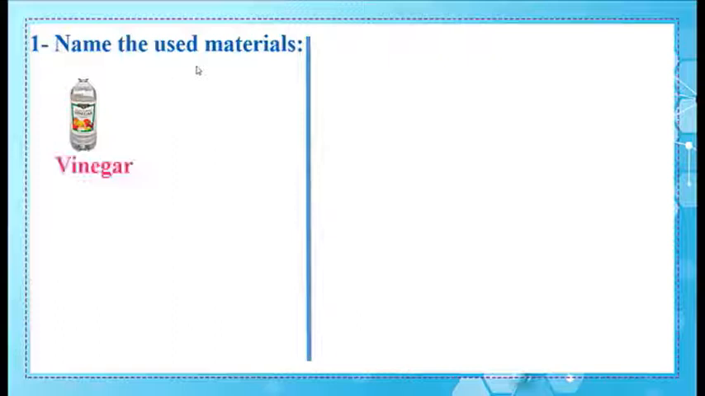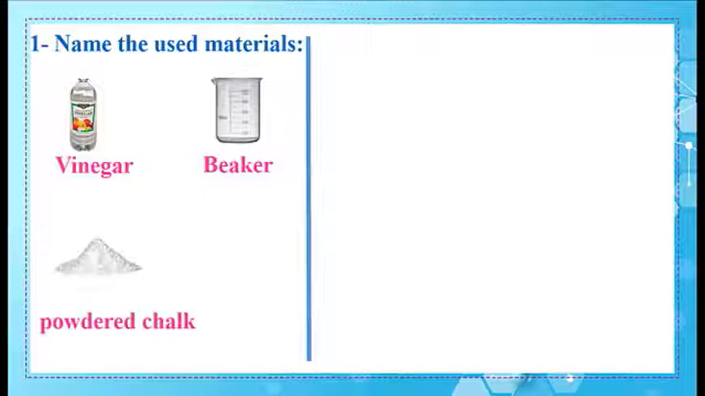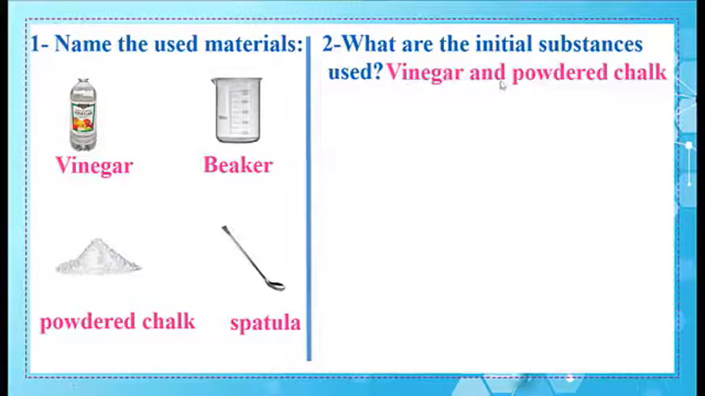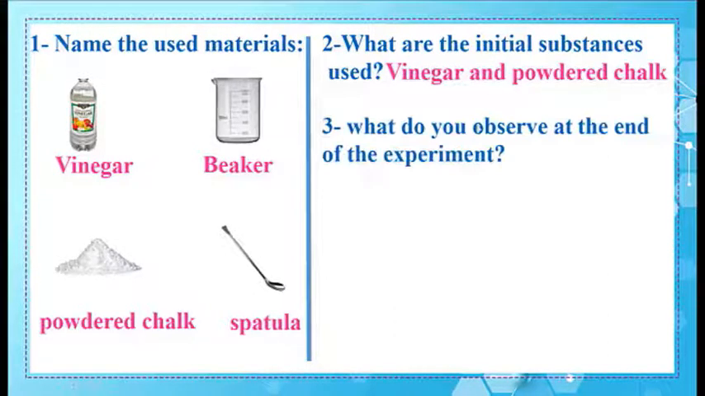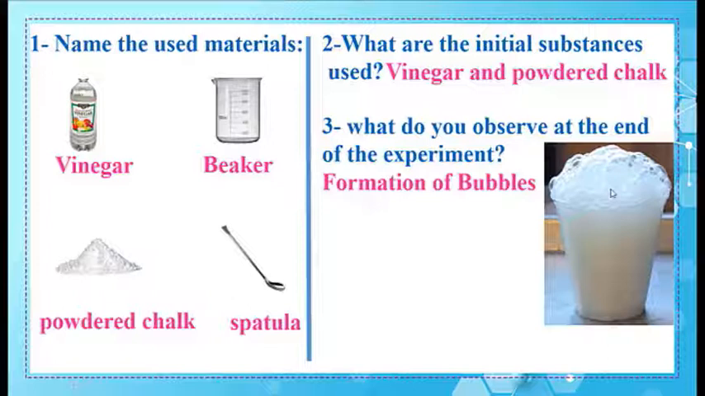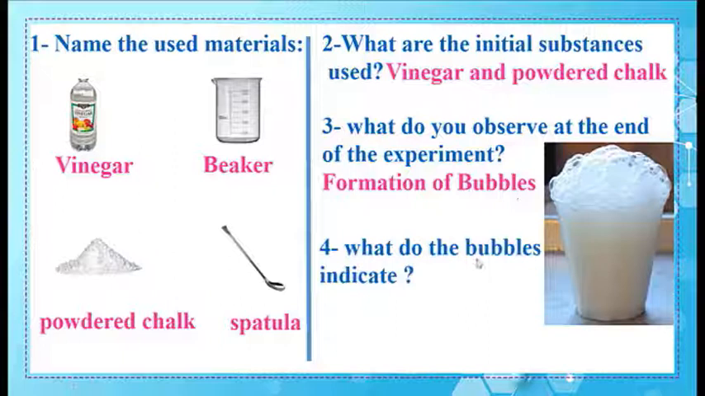Let's think. Depending on the previous experiment, let's name the used materials. Vinegar, beaker, powdered chalk, spatula. What are the initial substances used? Yes, good, vinegar and powdered chalk. What do you observe at the end of the experiment? Look at this figure. What do you observe? What are these? Formation of bubbles. Nice. What do the bubbles indicate?